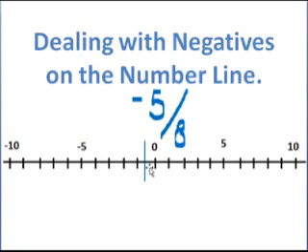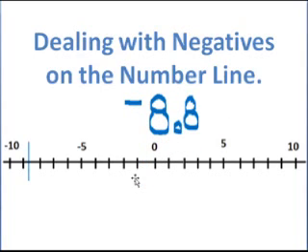All right, negative 5/8 would be smaller than 1. 5/8 is smaller than 1, the fractional form there. It's negative, so we're going to the left of 0 on the number line, and we're not quite to negative 1. So negative 5/8 would be about here on the number line. All right, negative 8/8. Well, here's negative 8. Negative 8/8 would be over here.